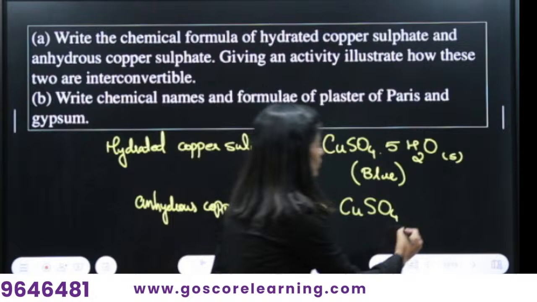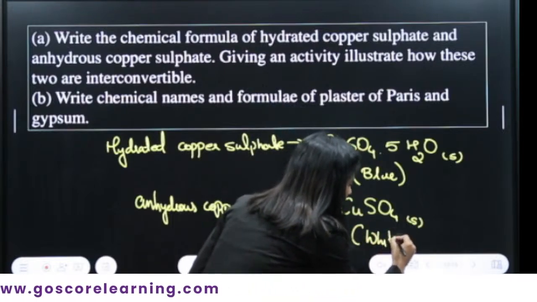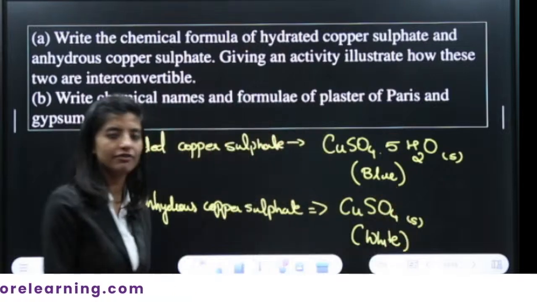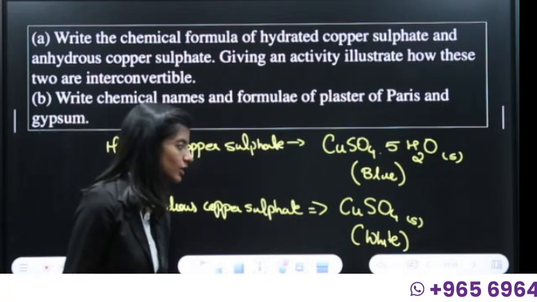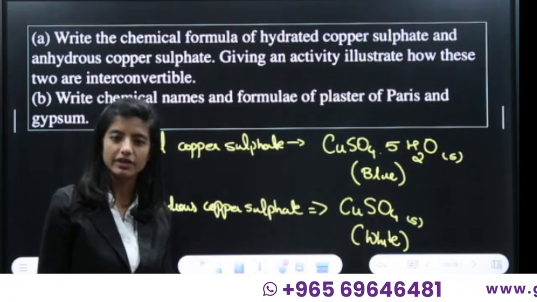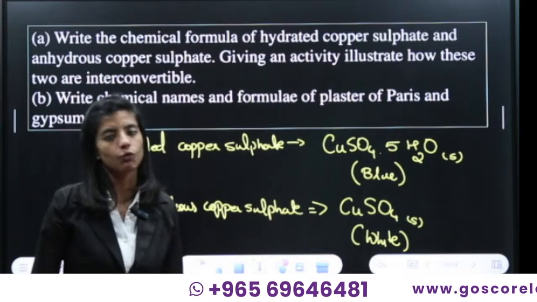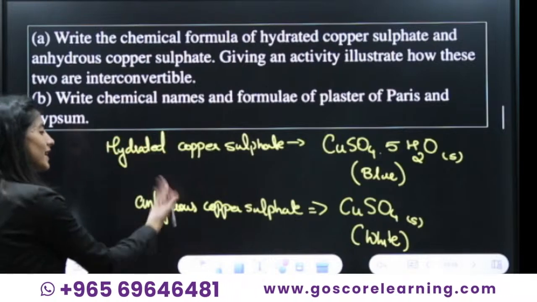Anhydrous copper sulfate is a solid with a white color. Remember the colors of the anhydrous and the hydrated copper sulfate. Hydrated copper sulfate has the blue color, which we call blue vitriol. Anhydrous copper sulfate is white in color. So these are the formulas for the hydrated and anhydrous copper sulfate.